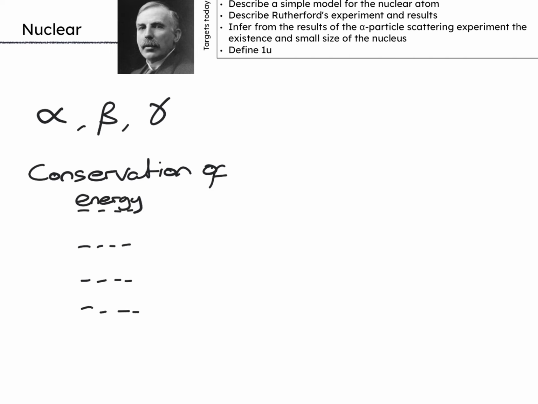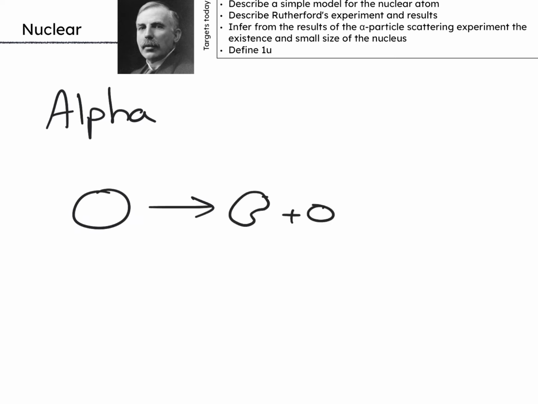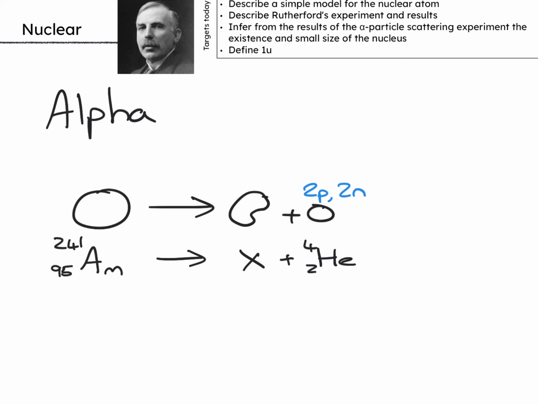During alpha decay, the nucleus emits a helium nucleus, 2 protons, 2 neutrons. In this equation, americium-241 decays to helium-4 and what? Well, what do we know? Its proton number must be 95 minus 2 is 93. So using a periodic table, that makes it neptunium.